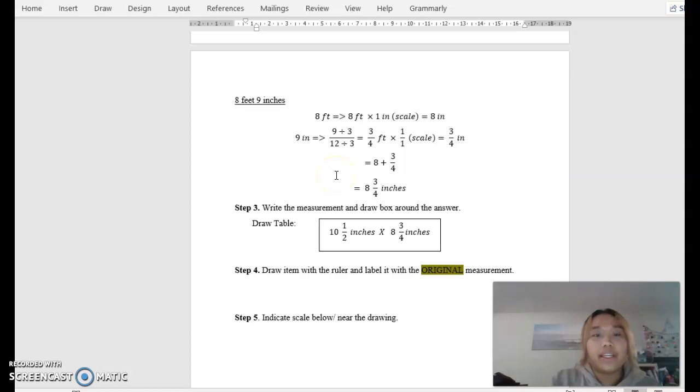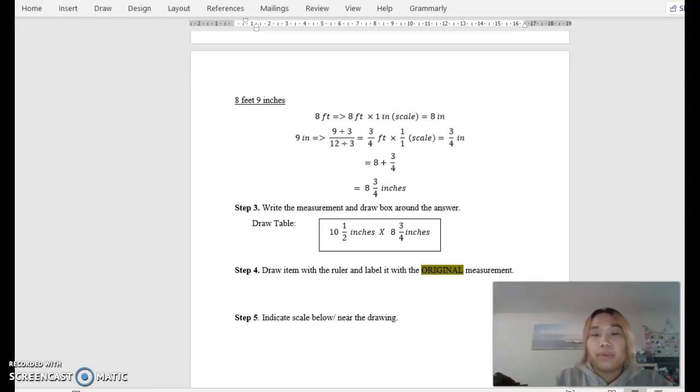So for our step 3, write measurement and draw a box around the answer. So say for example, this item would be a table. So just indicate draw table, and then the measurement, which is 10 1/2 inches by 8 3/4 inches. Then I put the box on it. So for our step 4, draw item with the ruler and label it with the original measurement. And for step 5, indicate scale below or near the drawing.